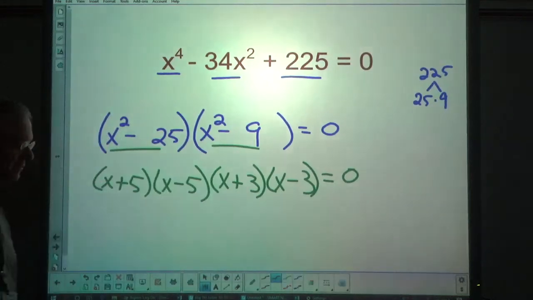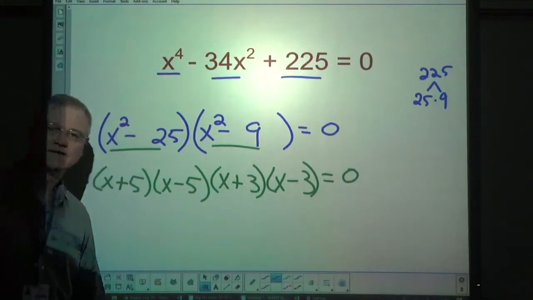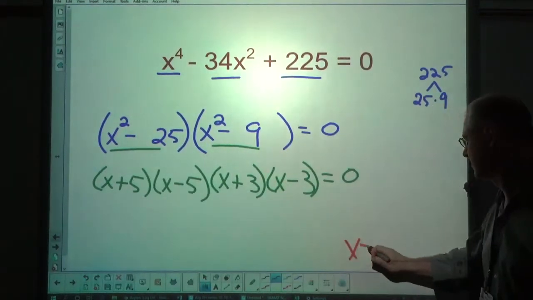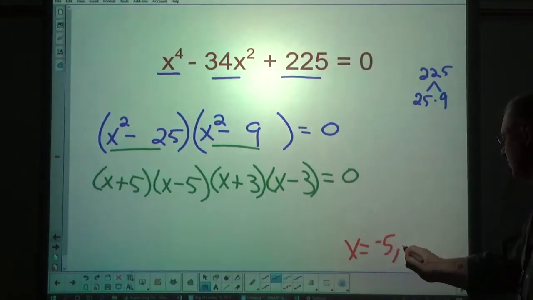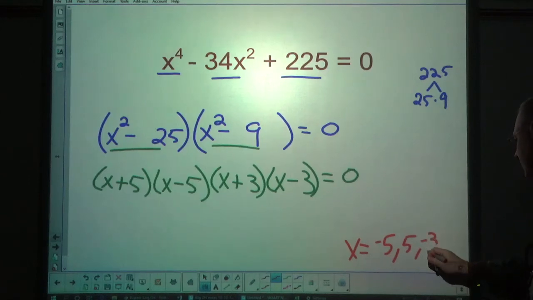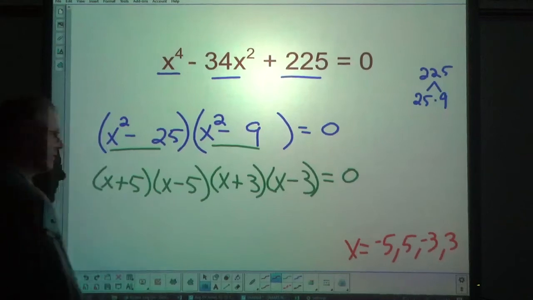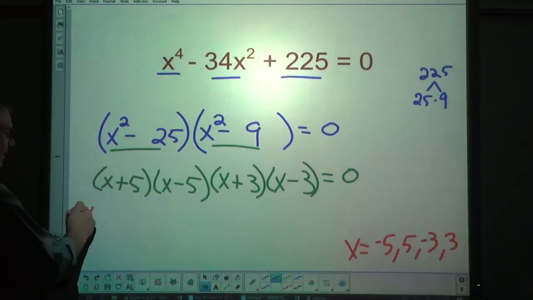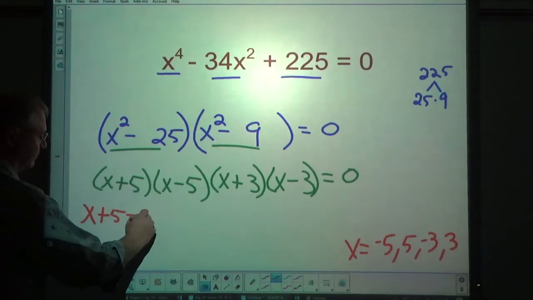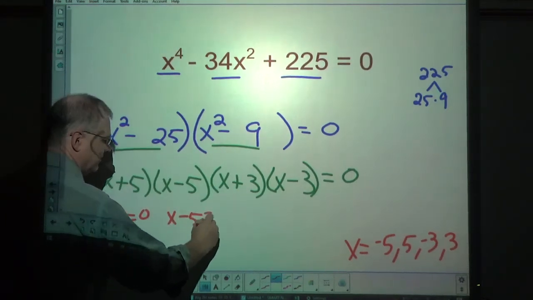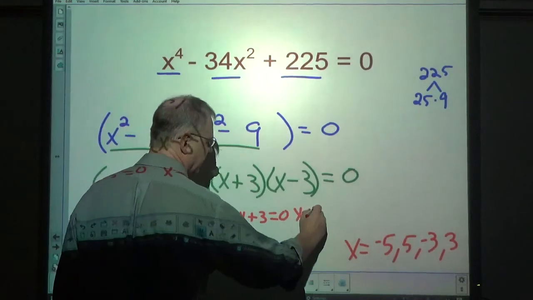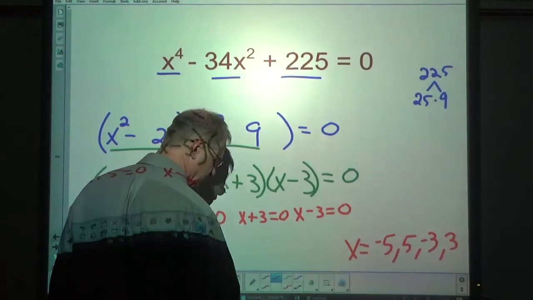And now we can come up with our answers. Now, some of you already know that the answers are going to be negative 5, positive 5, negative 3, and positive 3. But for those who aren't as insightful as that, x plus 5 equals 0, x minus 5 equals 0, x plus 3 equals 0, and x minus 3 equals 0. And I'm running out of room here.